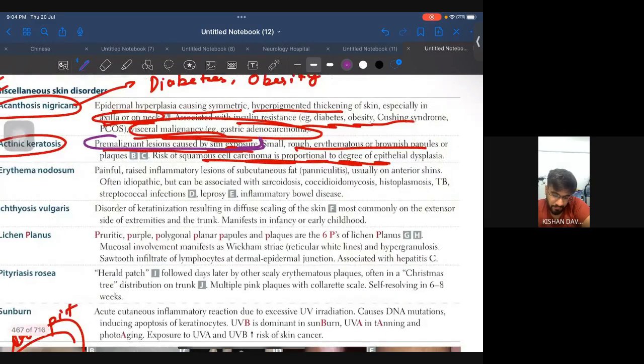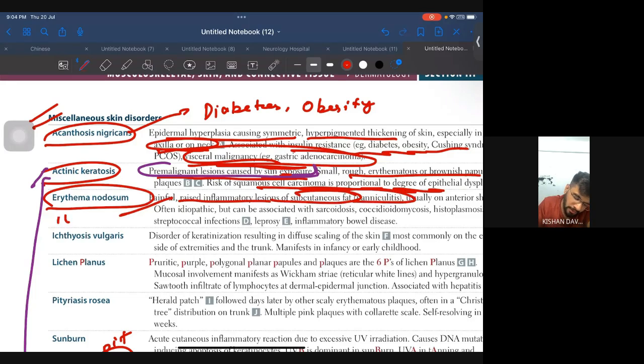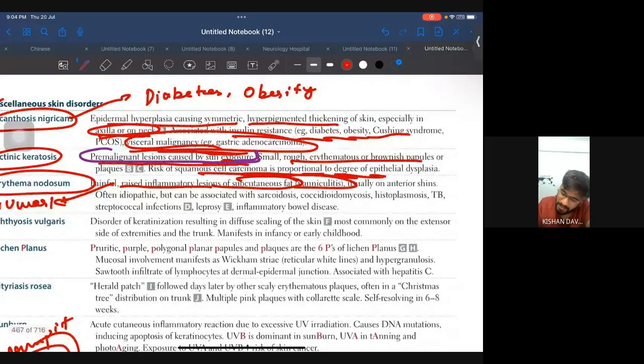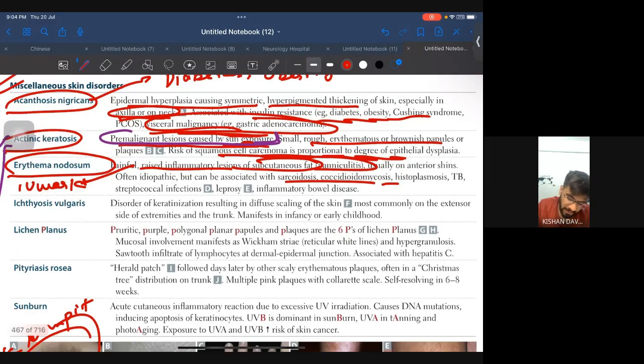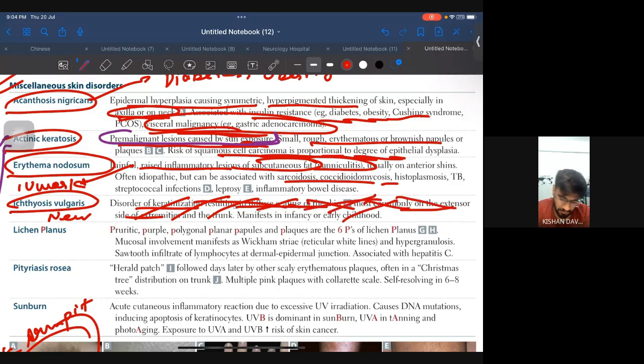All right. Moving ahead, erythema nodosum, painful raised inflammatory lesions of subcutaneous fat, panniculitis. This panniculitis, one question is there in UL. Okay, that's it. But it can be associated with sarcoidosis and all those things, not necessary. Just remember panniculitis. Ichthyosis vulgaris. This is the new condition that they have added here. Disorder of keratinization resulting in diffuse scaling of skin, most commonly on the extensor side. Okay, so just ignore this. When you solve UL, just be thorough with that one question.